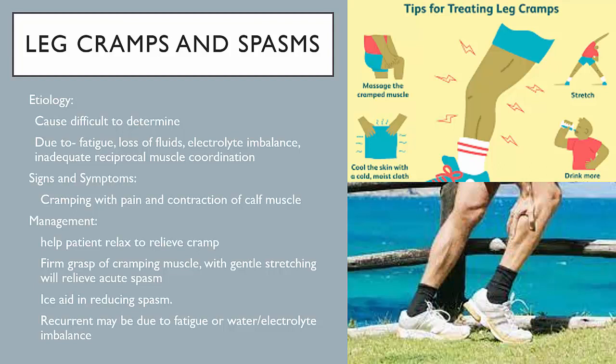Signs and symptoms typically include cramping with pain and contraction of the calf muscle. To manage, try to help the patient relax to relieve the cramp. Firmly grasp the cramping muscle, and a gentle stretch can help relieve the acute spasm. Ice can also help to aid in reduction of the spasm. If these become recurrent, it may be due to fatigue or a water electrolyte imbalance, so we may have to look at a patient's nutritional intake.